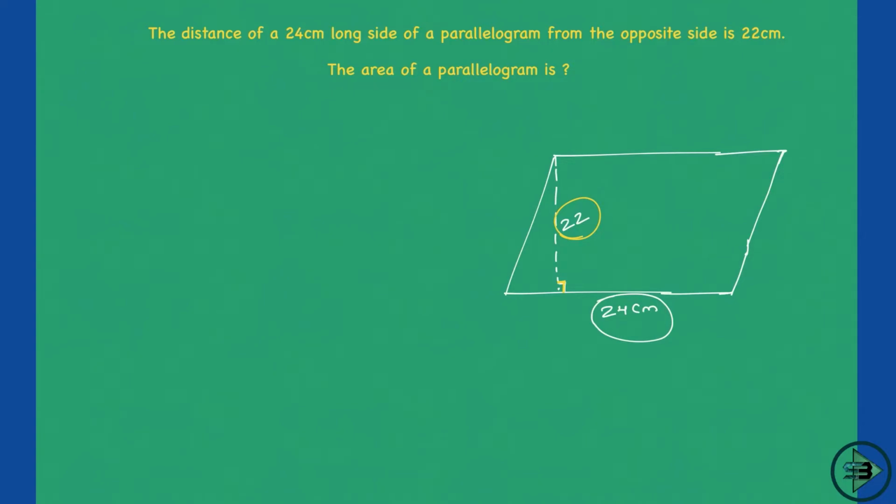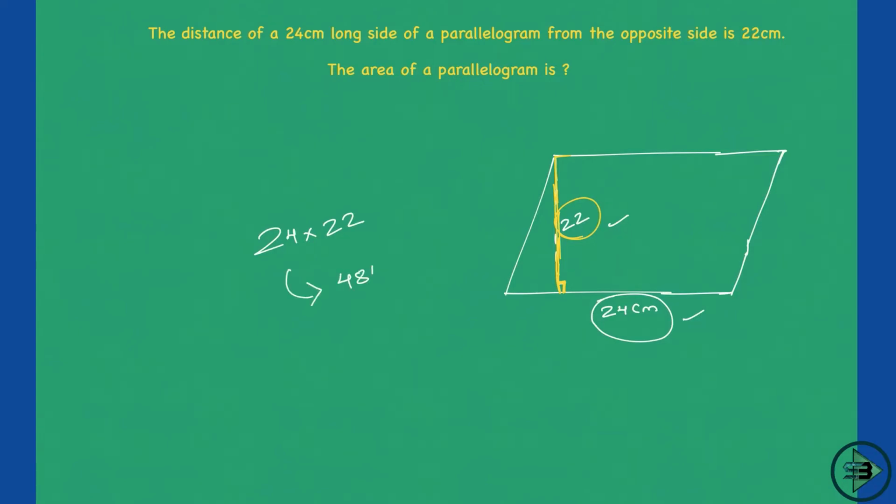If I am talking about a distance from the opposite side to this side, I am always talking about the perpendicular, because the distance is always the perpendicular, something that you studied in coordinate geometry. That is what we are applying here. Base is given, height is given, so the area will be equal to 24 into 22.